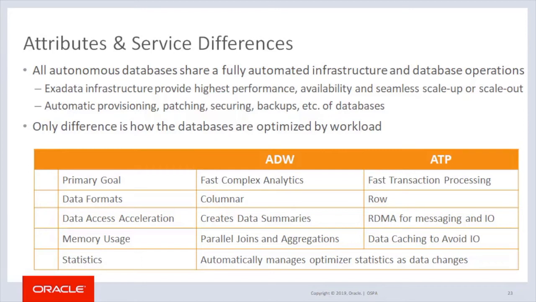In terms of data access, in Autonomous Data Warehouse, we use data summaries, like storage indexes on the Exadata storage cells, and the result cache to quickly access only the data needed to answer each query. On Autonomous Transaction Processing, indexes are used to access only the rows or records needed for each transaction.